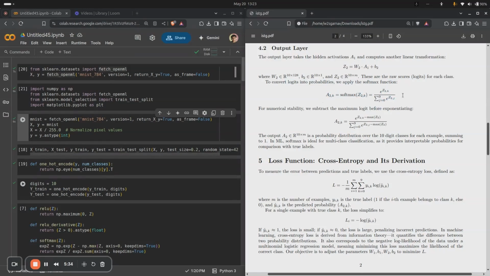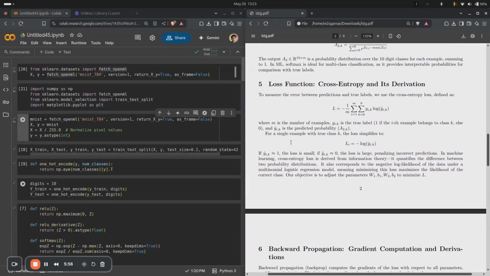This is the softmax function given. For numerical stability, we subtract the maximum logit before exponentiating. This is the actual logic that we use over here. The output A2 is a probability distribution over the 10 digit classes for each example, summing up to 1. In machine learning, softmax is ideal for multi-class classification, as it provides interpretable probabilities for comparison with true labels.